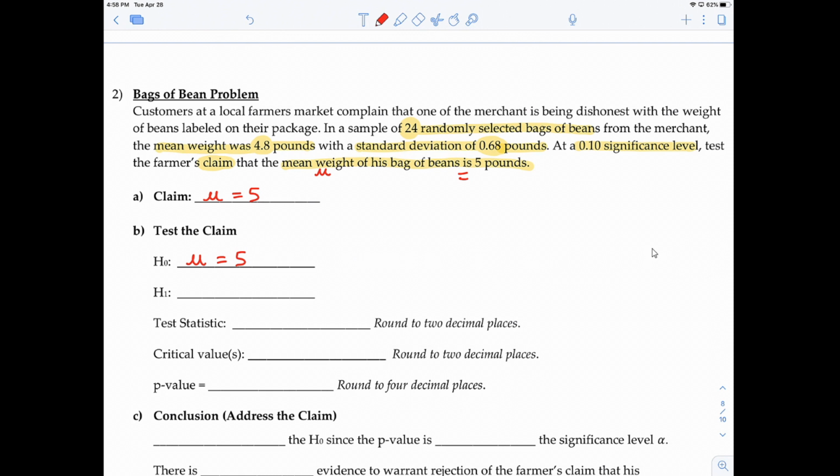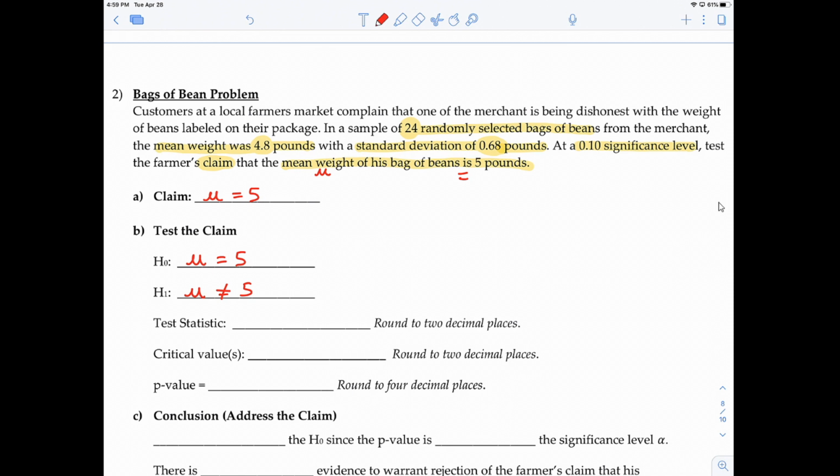And it also states that there's no change. The alternative always says that there is a change or a difference. In other words, in this case, it's a statement that says that there's a difference in the average weight or the mean weight of these packages and what's on the label. And it doesn't say whether it's less than or greater than. So if the claim doesn't specify less than or greater than, we just assume that it's not equal to 5.